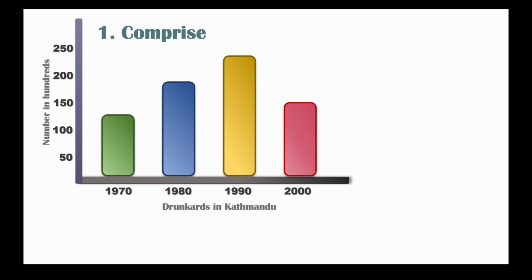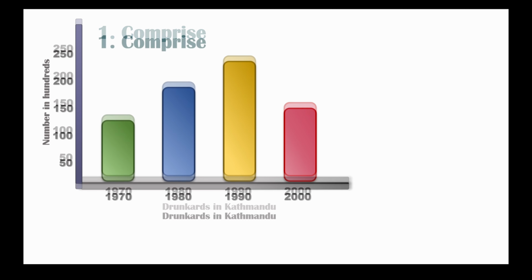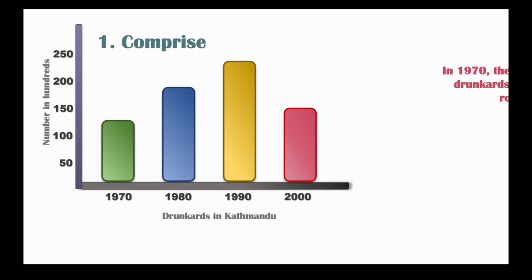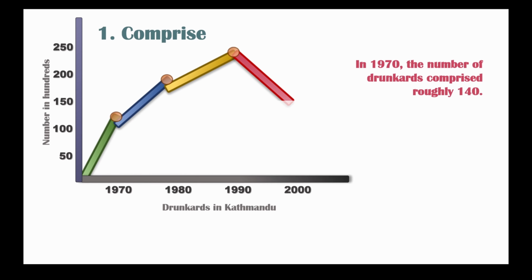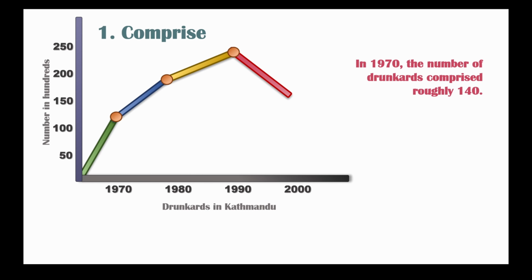Now let's see how to apply this verb in the sentence. Let's observe this graph. In 1970, we can see that the number of drunkards in Kathmandu was about 140. But while you write the same thing, you need to write that the number of drunkards comprised roughly 140. Same verb applies to a line graph as well. Don't get confused with these graphs. Let's take another example. The number of drunkards comprised precisely 150 in 2000. You can apply this verb to the pie chart questions or table questions also.